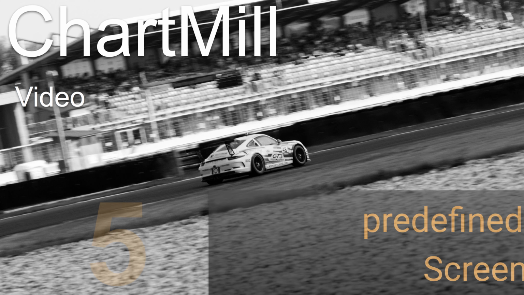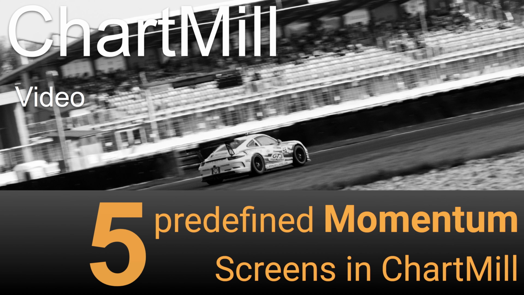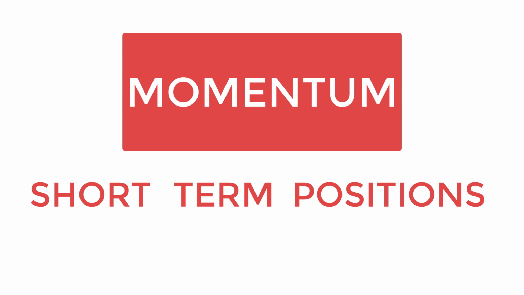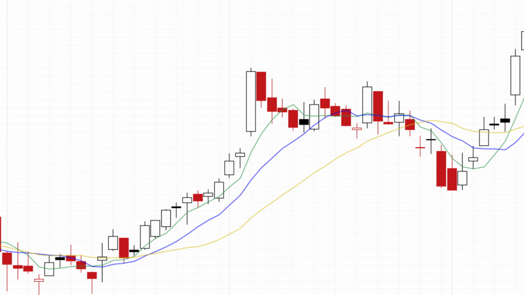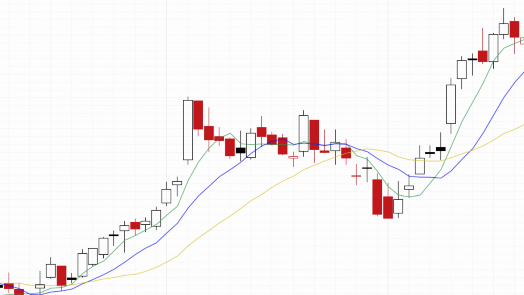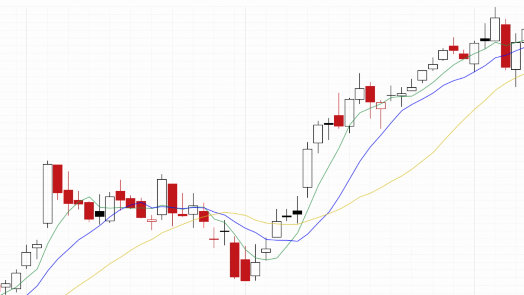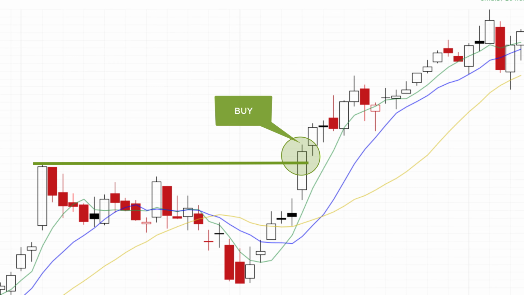In this video, I'll be covering 5 predefined momentum screens from our Trading Ideas section in ChartMill. Momentum trading means that you are primarily concerned with short-term positions. The intention is to buy stocks which are already rising and to sell them again quickly as soon as the first signs are visible that the rising is losing momentum.